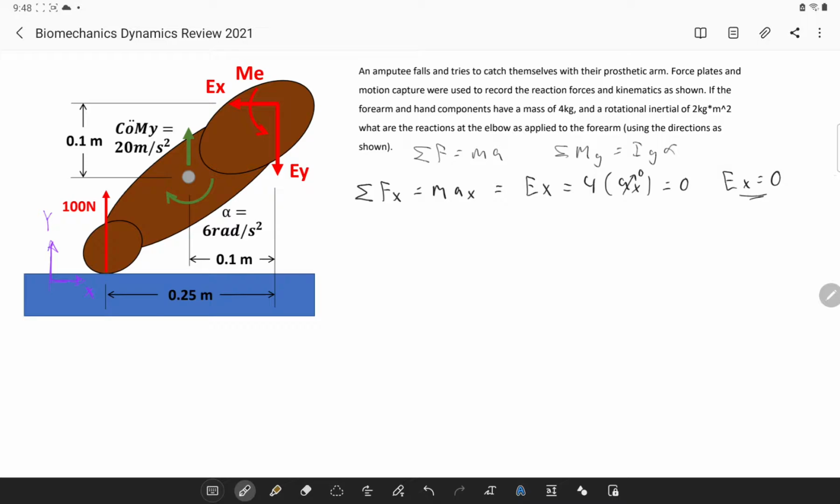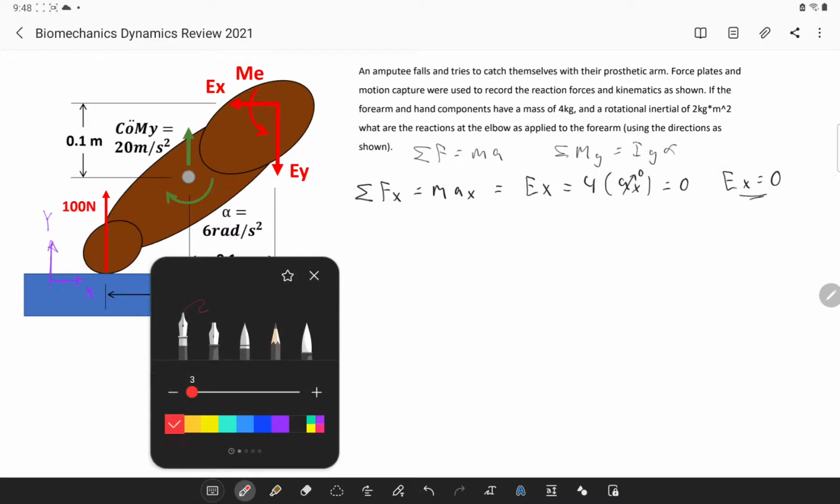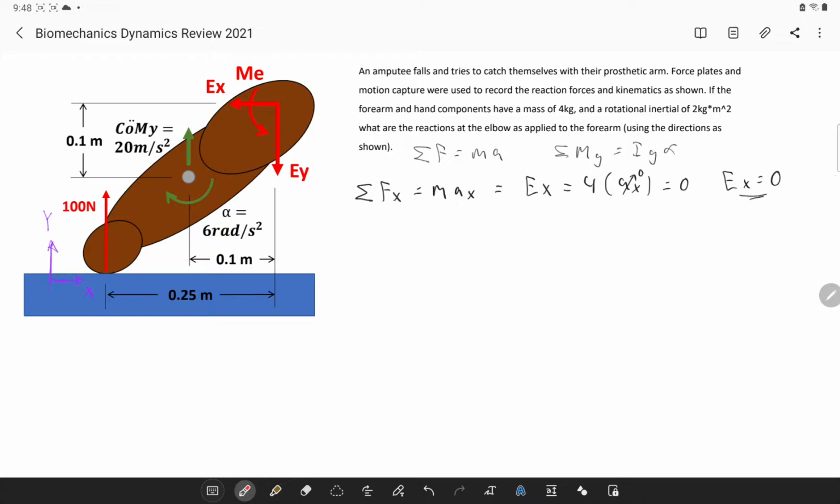Y is a little bit more complicated. One of the things here, I do know that this part does have weight, right? So it has a mass of 4 kilograms. So it is going to have a weight. And even if you're not given a weight of a segment or given a gravity, you should assume Earth gravity, right? So there's going to be a weight here of 4 times 9.81. So 4 kilograms times 9.81 meters per second squared. So I'm going to add that to my force equation.